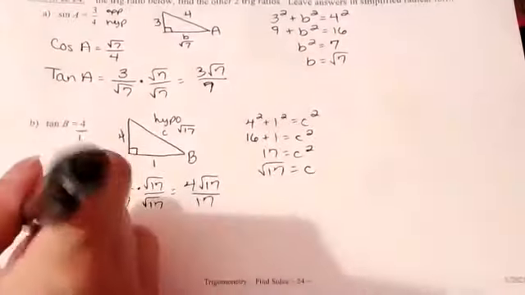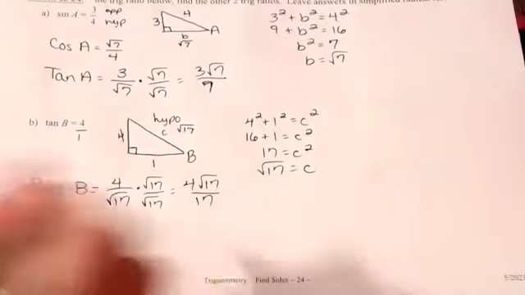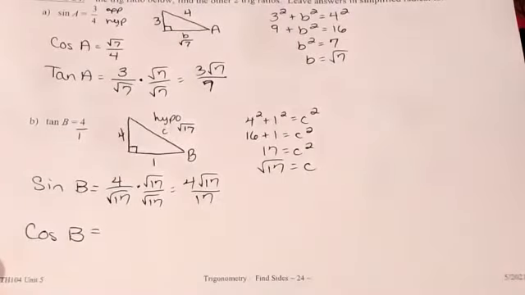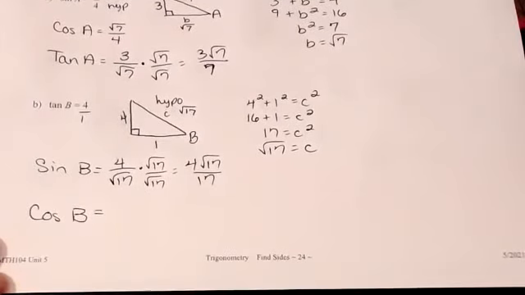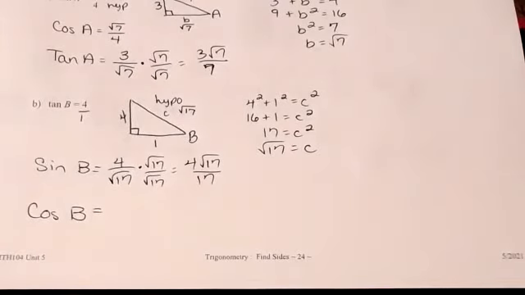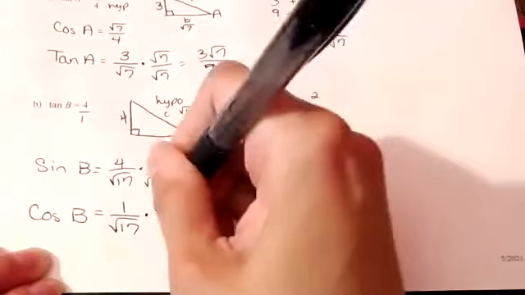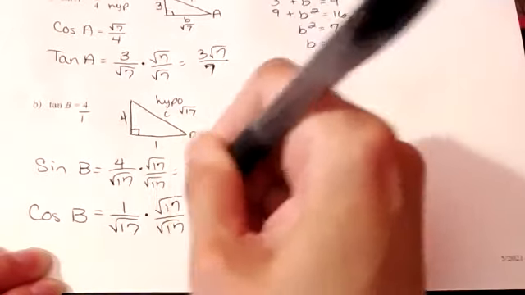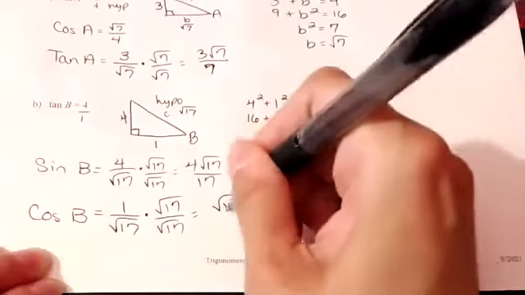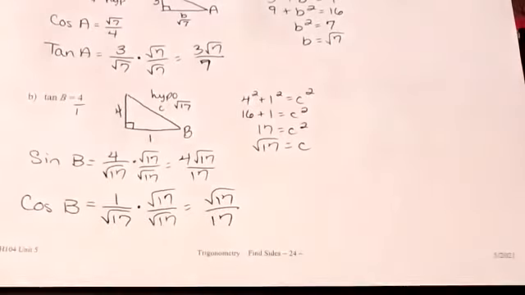Good. I also would like cosine of B. Someone else? So someone other than Shane for cosine of B. What do you get? 1 over square root of 17. Yeah, 1 over square root of 17. Very nice. And then we'll just clean this up by multiplying by the square root of 17 over square root of 17. And we get square root of 17 over 17. And now we're done. Excellent, excellent, excellent work.